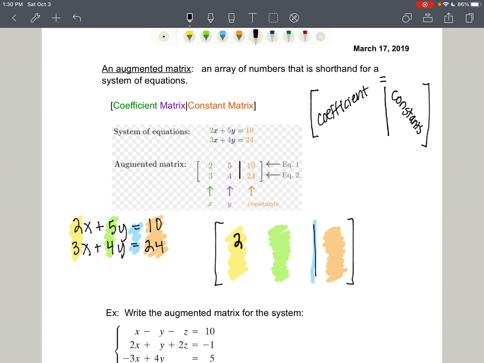So we'll have 2 and 3. Those are our coefficients of our x variable. Then we'll have 5 and 4. Those are coefficients of the y variable. And then we'll have 10 and 24. Those are the constants. And that's an augmented matrix.